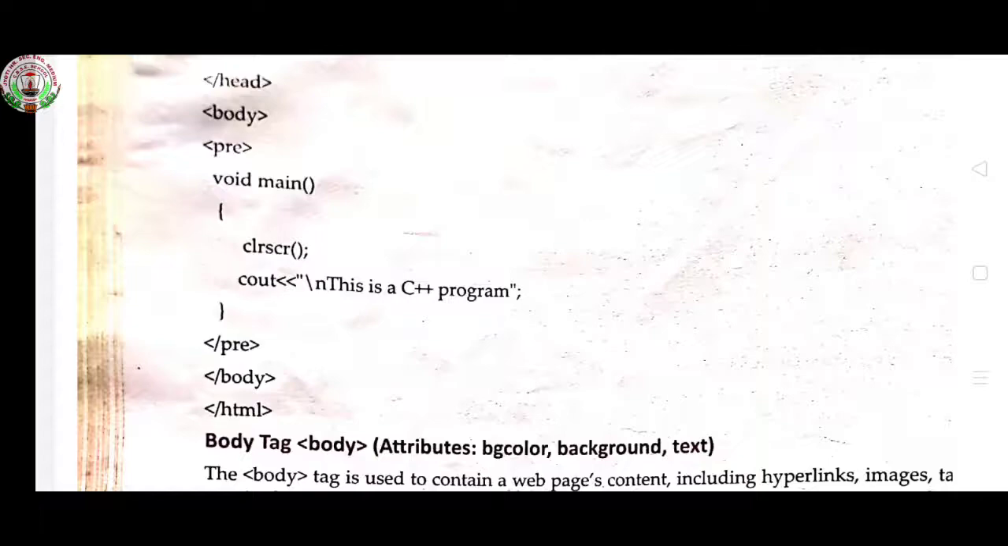Void main is a function, curly bracket, CLRSCR, whose full form is clear screen, close bracket, semicolon, cout. This is C programming code. So if you don't know C++, there is no need to be confused, we just want to see how we can use the pre tag. Cout, angle brackets two times, inside inverted quotes, and this is a C++ program.